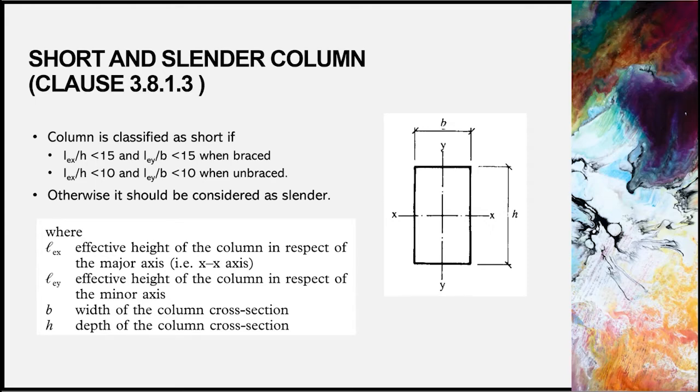To identify it, there is a formula here. A column is classified as short if LEX divided by H is less than 15 and LEY divided by B is less than 15 when braced. But when unbraced, LEX divided by H is less than 10 and LEY divided by B is less than 10.